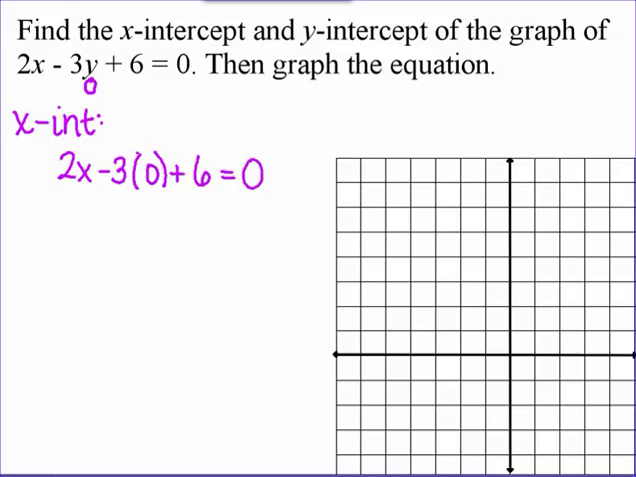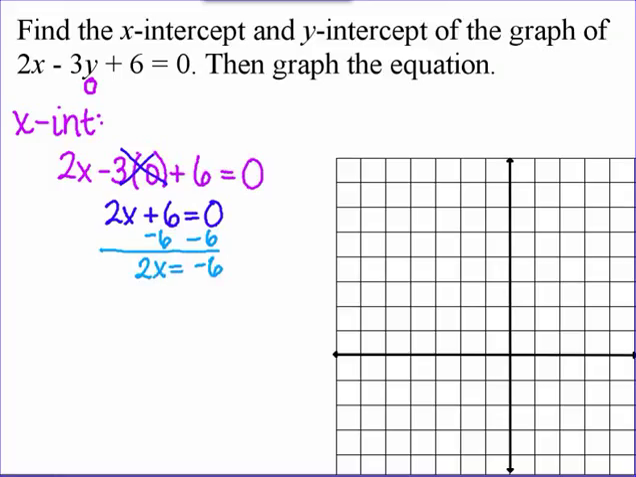So now I have to solve that. What do I know 3 times 0 is? 0. So really I get 2x plus 6 equals 0. So the negative sign goes away with the 3? Yep, because anything that's 0 is just gone. So let's subtract 6. So I get 2x to equal negative 6.